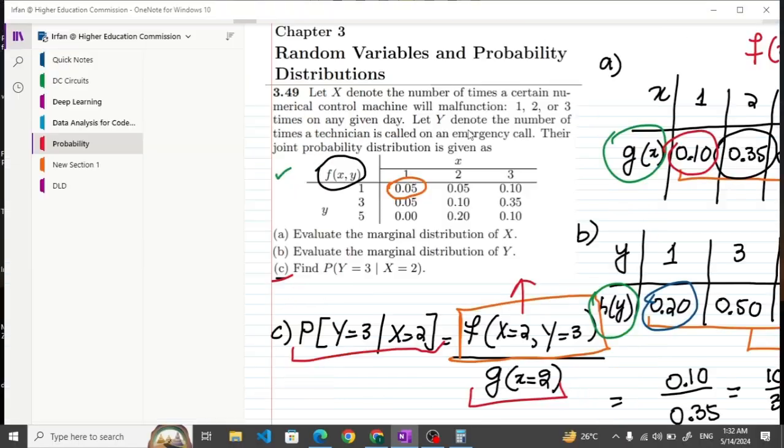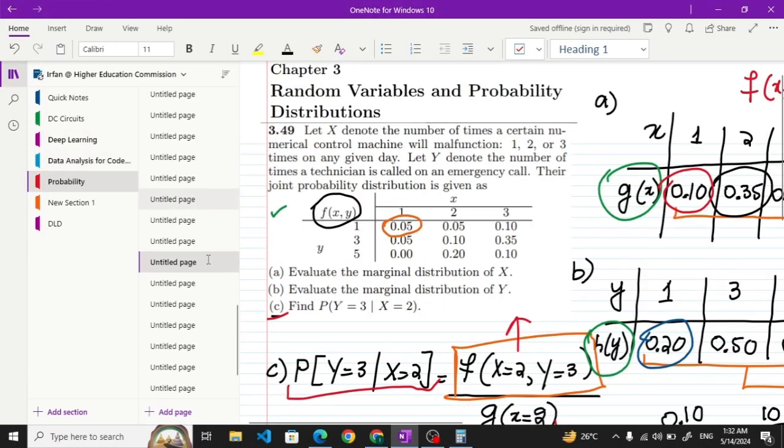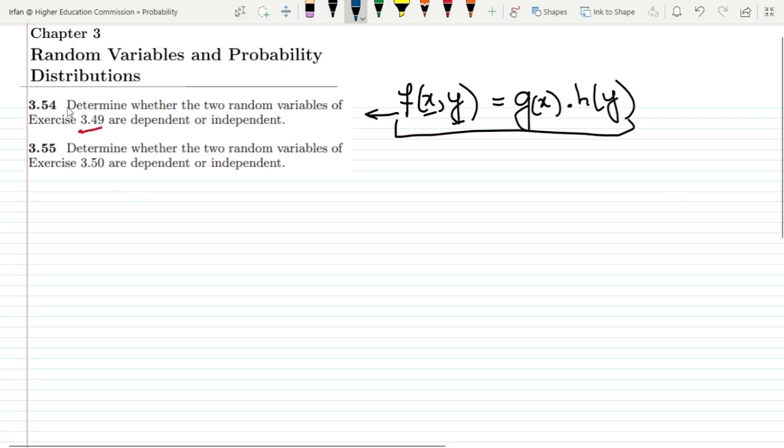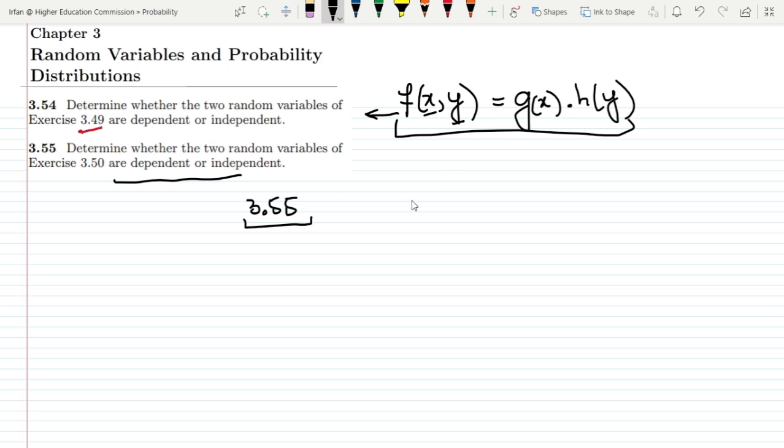3.55, which we have previously seen. So let me move to that question, and this is question 3.54, in which we have seen that the two random variables x and y are not independent and are dependent of each other. Similarly, you can apply the same concept for question 3.55 as well, where checking this formula for all values of x and y will show you whether the two random variables x and y are dependent or independent.